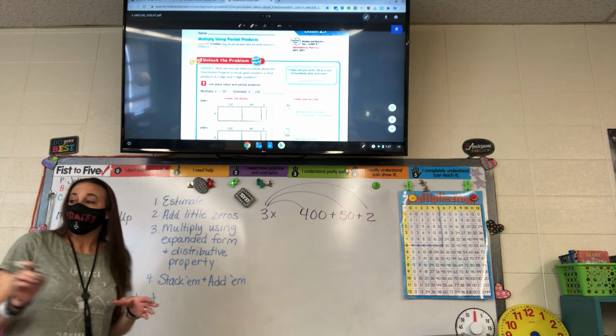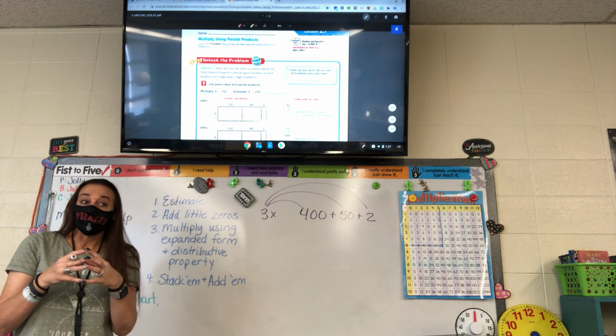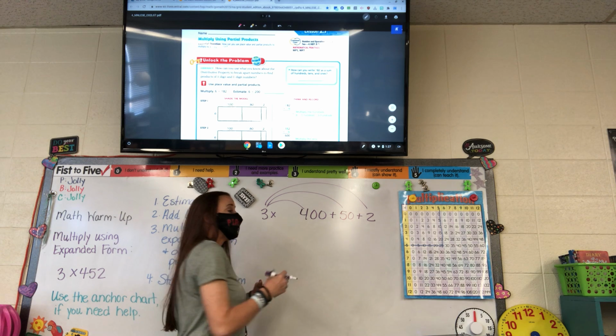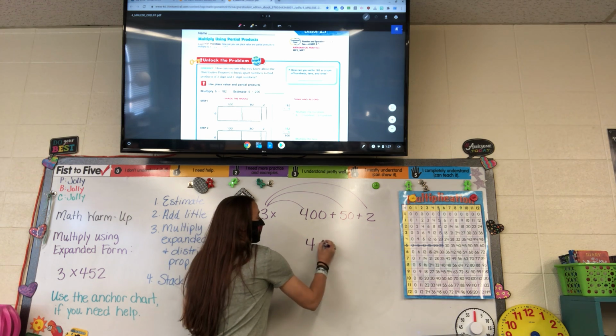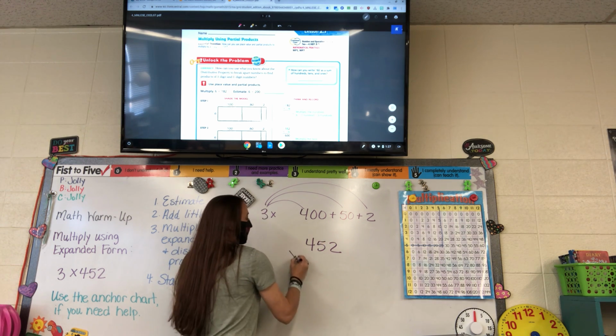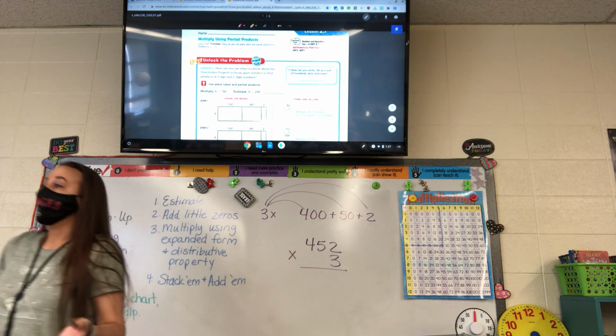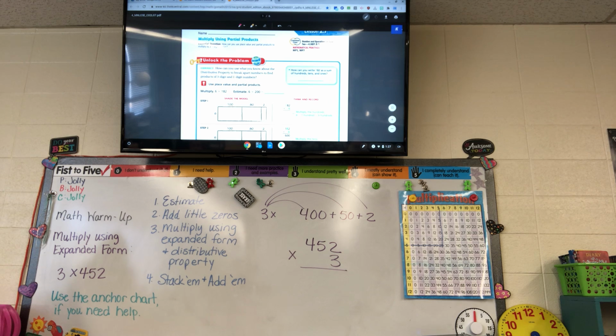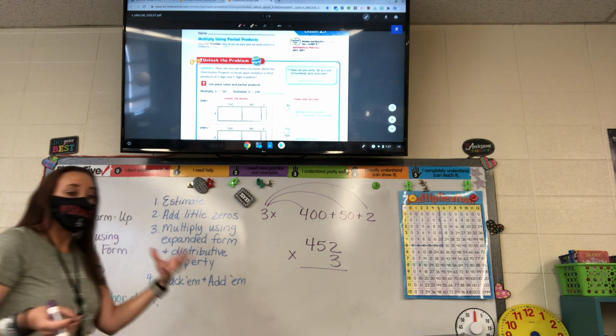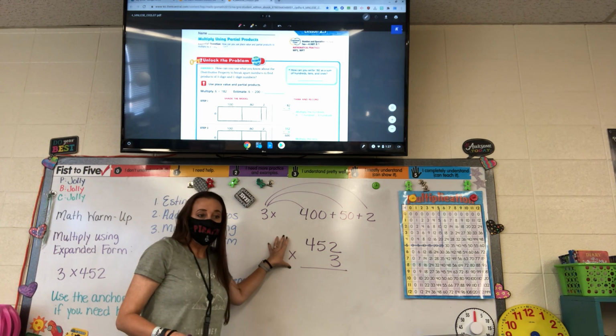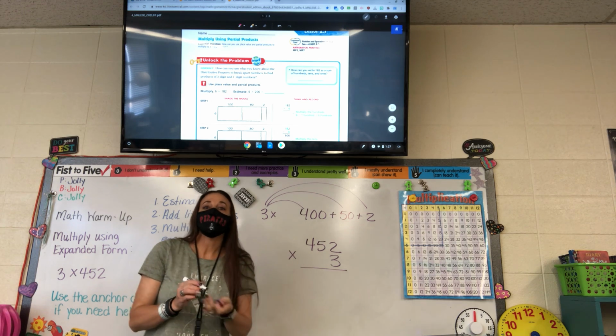We're doing the same thing today. The difference is we're writing it like this. 452 times 3. Okay, so you guys have probably realized that in math we do a lot of stacking. Okay, so here's what we're going to do.